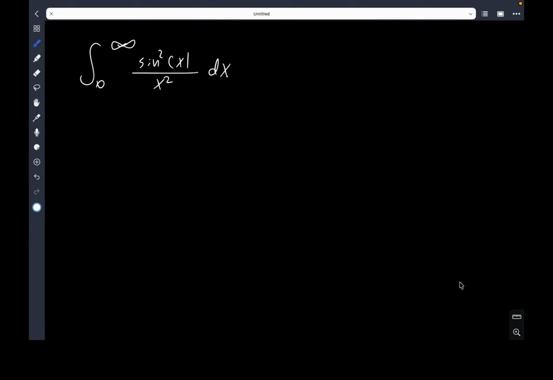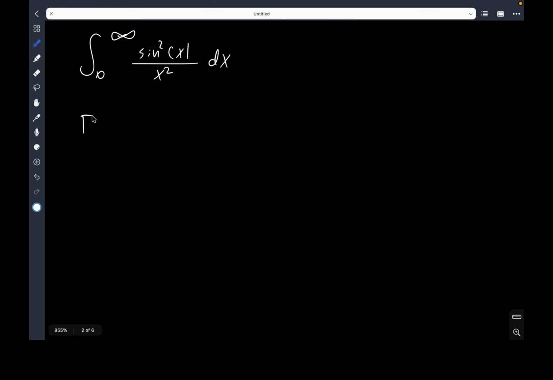Hey guys, today I got a really interesting integral for you to solve: the integral from 0 to infinity of sine squared of x over x squared. There are lots of ways to solve this integral, but the approach I like is Feynman's trick of integration, which includes introducing a parameter I of t, the integral from 0 to infinity of sine squared of xt over x squared dx.